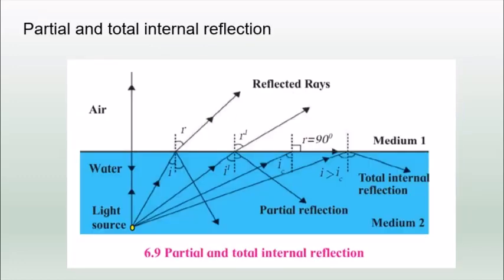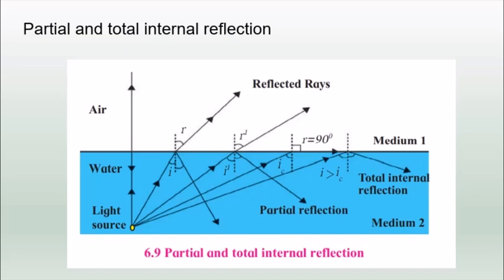There is also partial and total internal reflection. When light enters a rarer medium from a denser medium, it gets partially reflected. Parts of the light get reflected and come back into the denser medium, as per the law of reflection. This is called partial reflection. Only some part gets reflected. The rest of the light gets refracted and goes into the rarer medium.